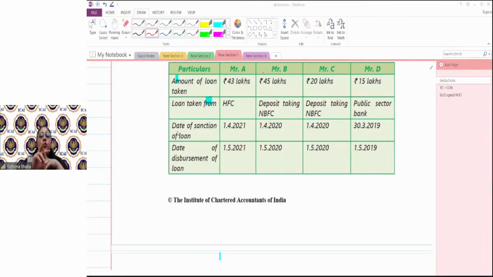80EE, interest payable for loan taken for acquisition of residential property. Loan to be sanctioned between 1st April 2016 to 31st March 2017. Again, only individual is allowed, maximum 50,000. 80EEA, interest on loan taken for acquisition of residential property. Loan has to be sanctioned between 1st April 2019 till 31st March 2022. Only to individual, maximum 1,50,000. And 80EEB, interest on loan taken for acquiring an electric vehicle, only allowed to individual, maximum 1,50,000.